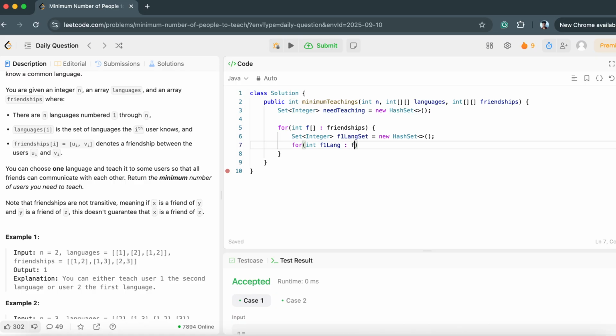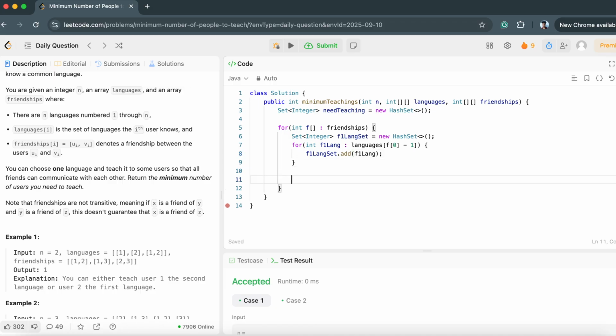I have to get it from this f of 0, from these languages of the first person. We have to subtract 1 because the numbering starts from one. If I want to know the first person's languages, I have to get them from the 0th index. So f of 0 minus 1, all the languages this first person knows, I'll add into this f1 set, with dot add of f1 lang.